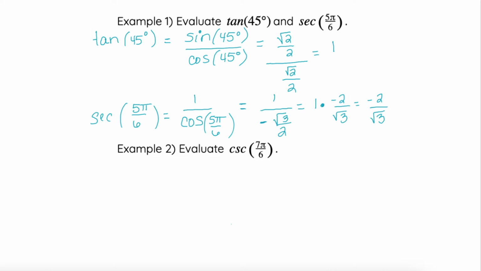rationalize that denominator. So I'm going to multiply the numerator by square root 3 and the denominator by square root 3. Therefore, I have negative 2 square root 3 over the square root of 9, which then simplifies to negative 2 square root 3 all over 3, since I know the square root of 9 is 3. And we were able to rationalize the denominator.